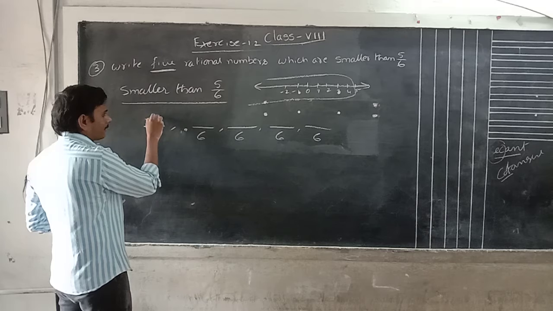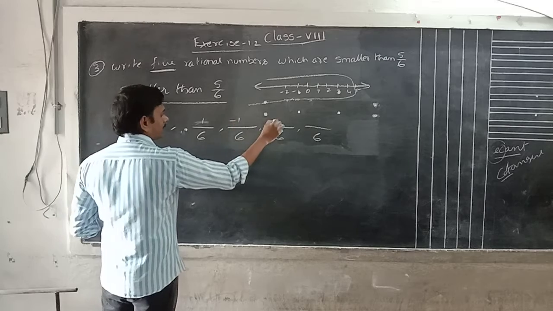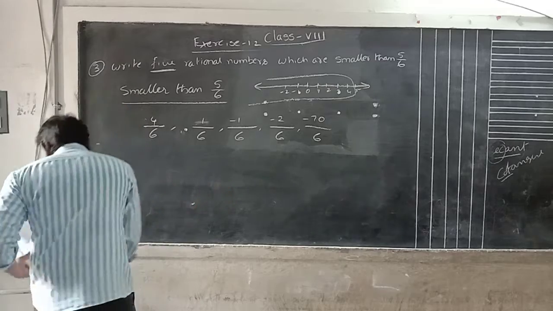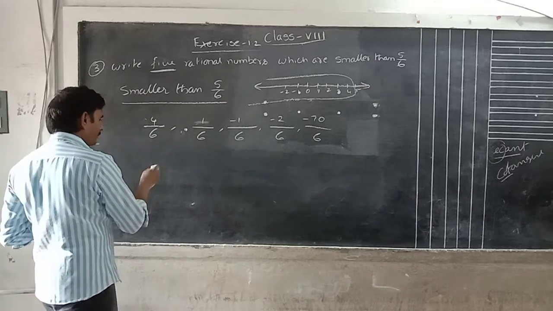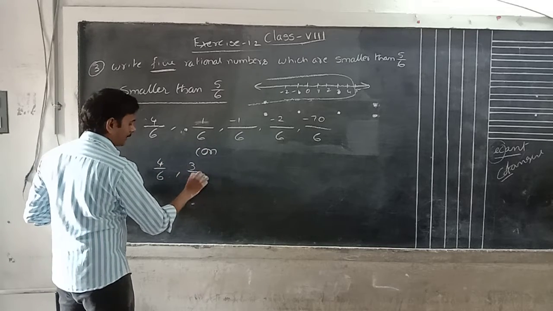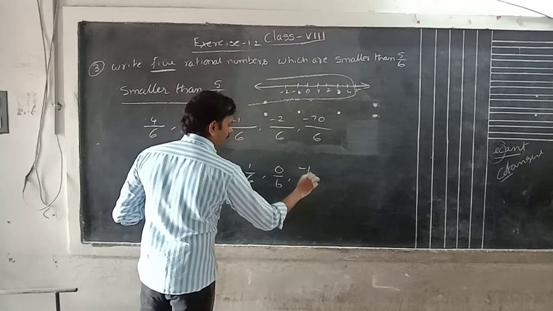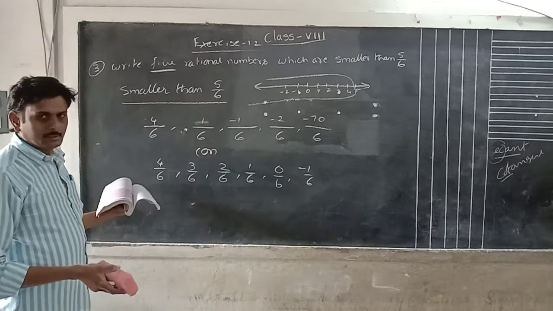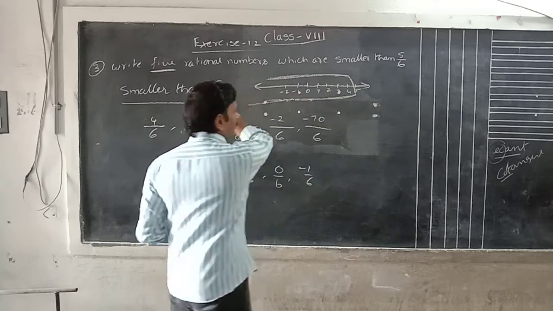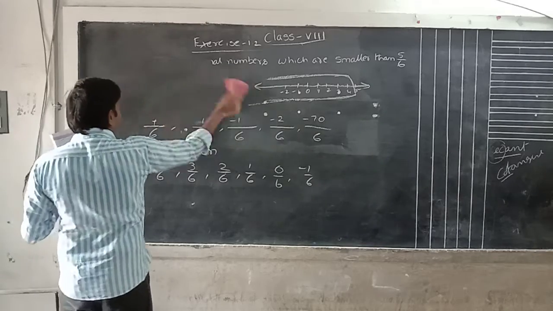I will write 4 by 6, 1 by 6, minus 1 by 6, minus 2 by 6, minus 17 by 6. As you wish. Otherwise you can follow in order also. You can write it like this also: 4 by 6, 3 by 6, 2 by 6, 1 by 6, 0 by 6, minus 1 by 6. This is also an answer. That means we have to take numerators less than 5, 5 left side numbers. That is the answer. Fourth question.